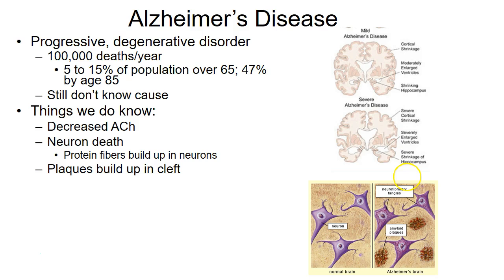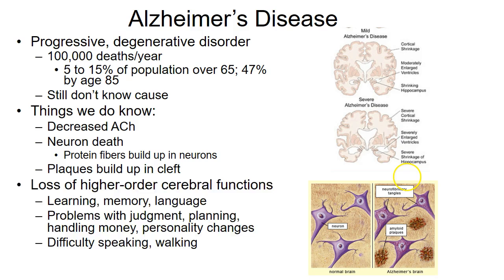So if you see here, mild Alzheimer's disease, severe Alzheimer's disease, what do you see in the difference between those two? So hopefully what you're seeing is kind of more spaces, right? So you're starting to see more spaces. You're losing some of this neuronal mass. So it's affecting the cerebrum a lot, which means we're losing a lot of these higher order cerebral functions.